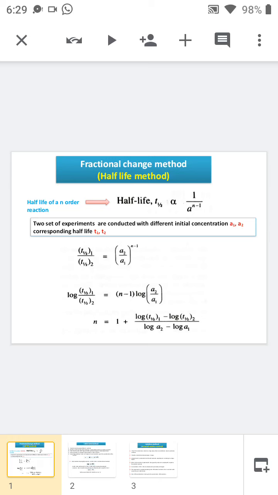Good evening, everybody. Today we will discuss the next methods of finding out the order of a chemical reaction.